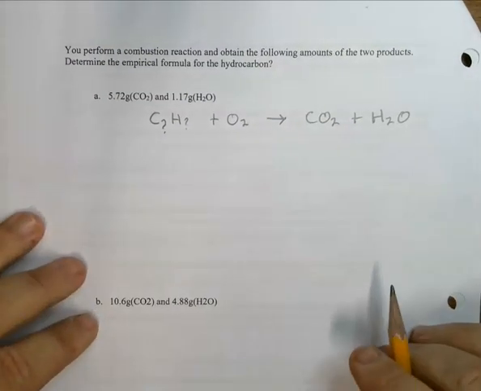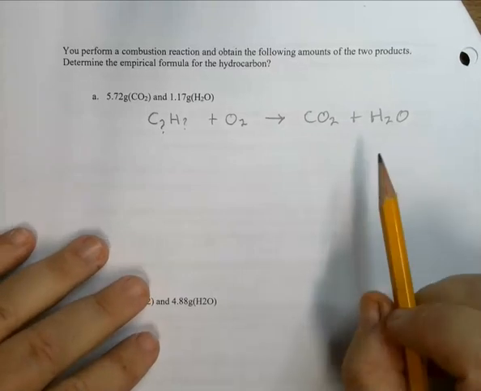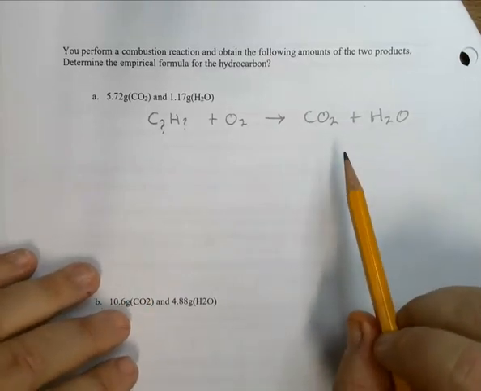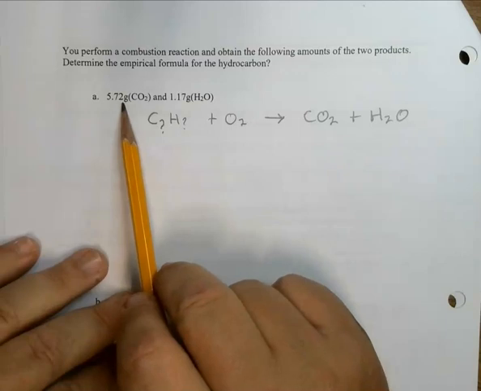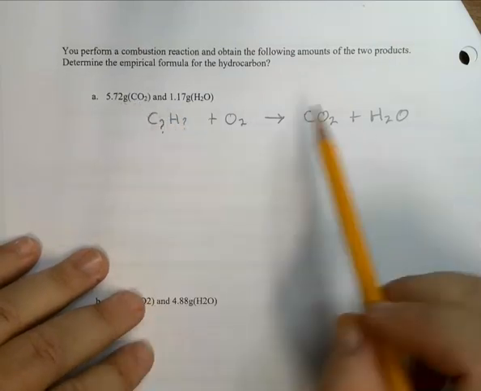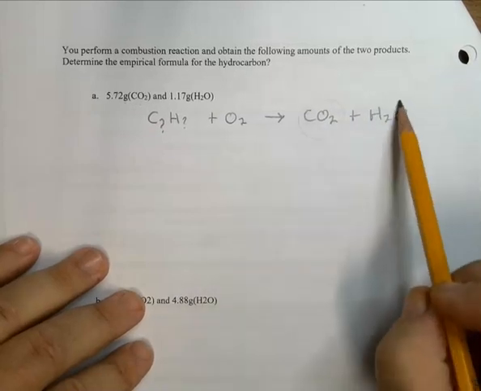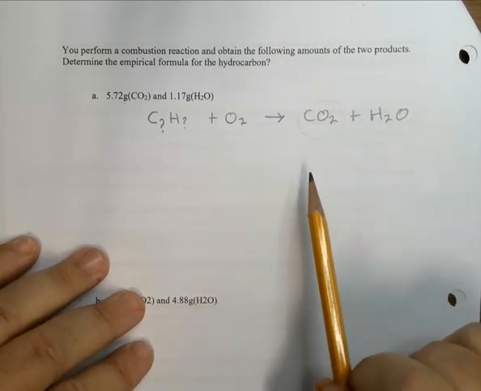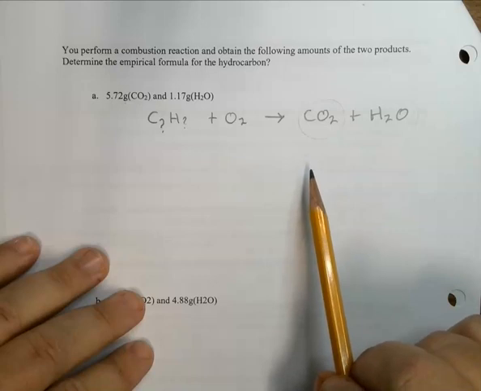Okay, so this one requires a little bit of thought, in that you've got to say, okay, we're given 5.72 grams of CO2. It's not telling us just carbon or just hydrogen. It's telling us of this entire compound, and of this entire compound is how much we're given. So what you have to reason is this.